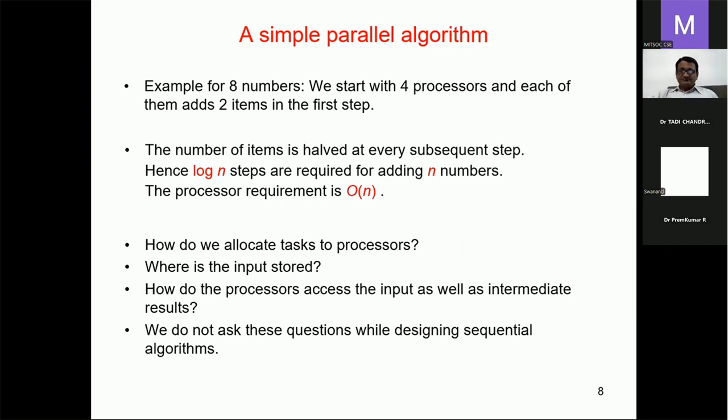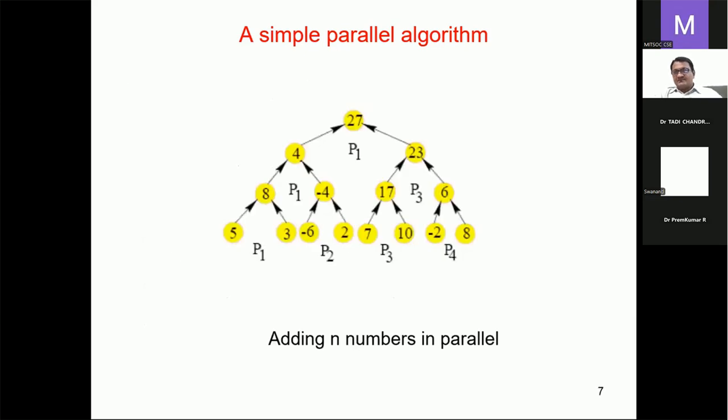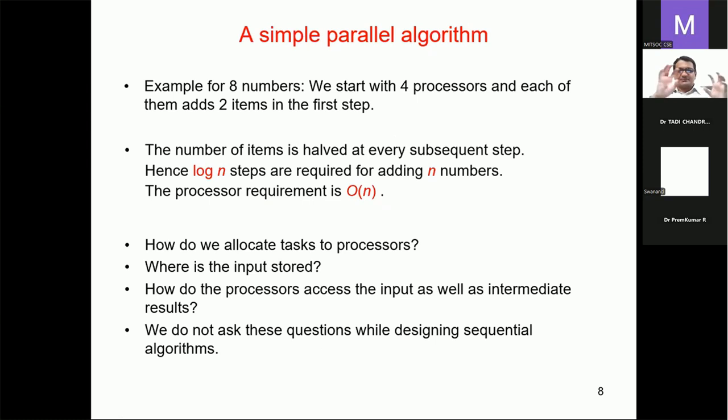Is it clear? And the processor requirement, what is the processor requirement in this algorithm? Come on, fast, anybody can answer. It is basically n by 2. But n by 2 is 1 by 2 into n, and 1 by 2 into n is nothing but n. Is it fine? So the processor requirement is order of n.